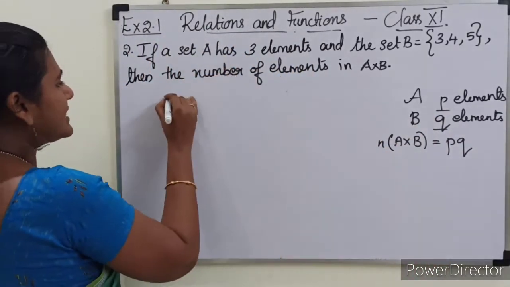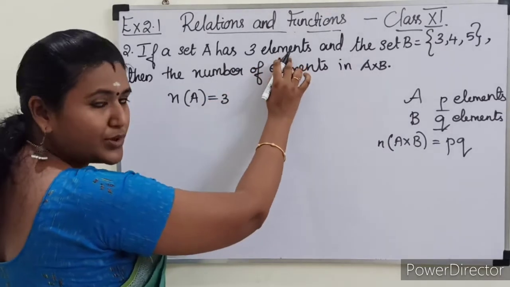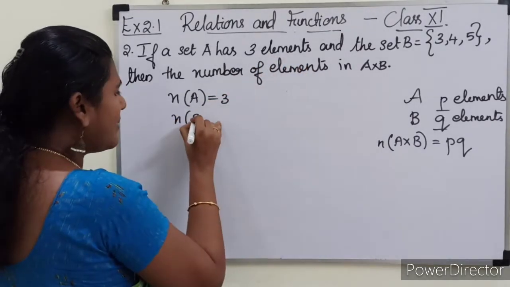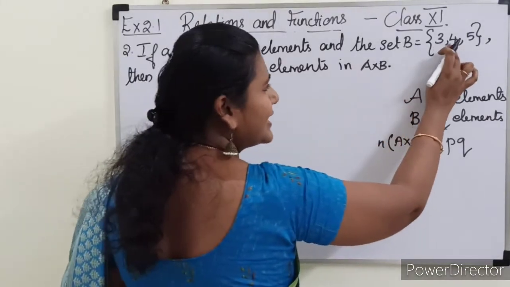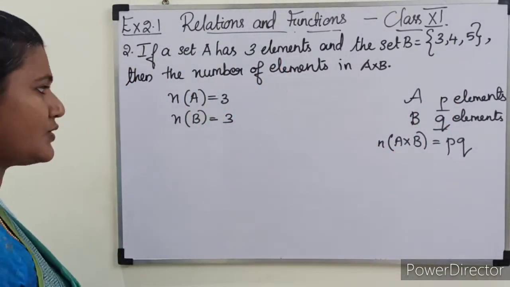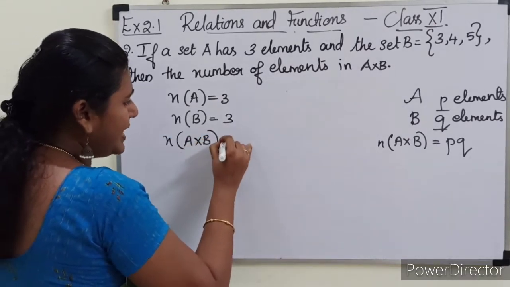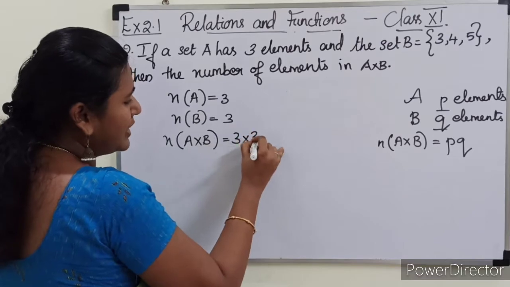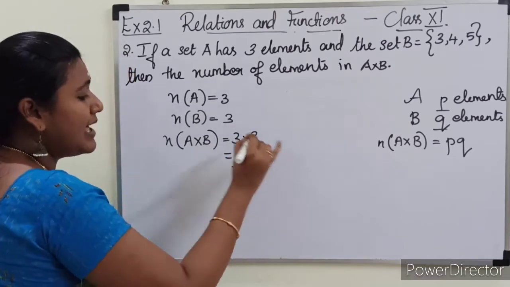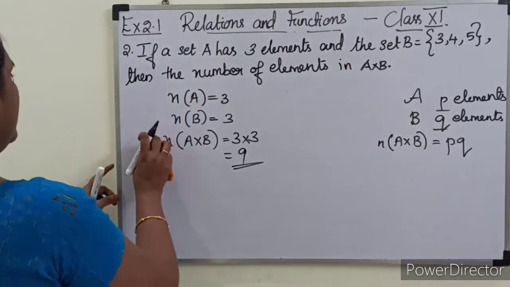So here it is given that n(A), the number of elements in set A, is equal to 3, and the number of elements in set B, we can see that is also 3. So the number of elements in A cross B will be the product of these two numbers, that is 3 into 3, there will be 9 elements. Now next question.